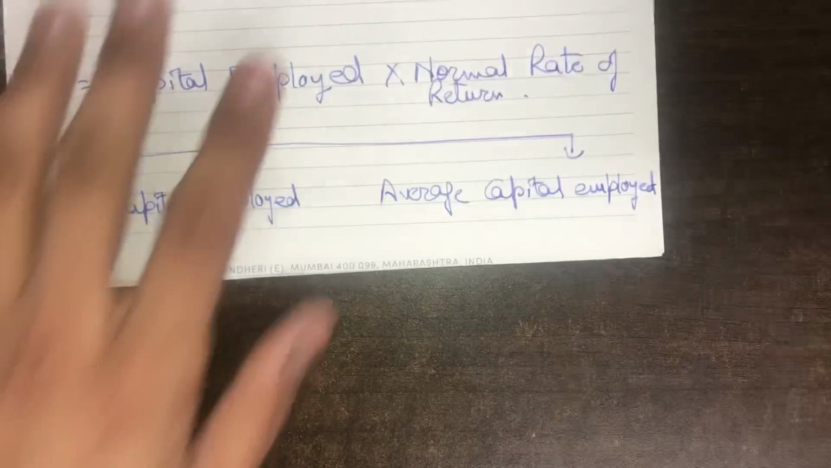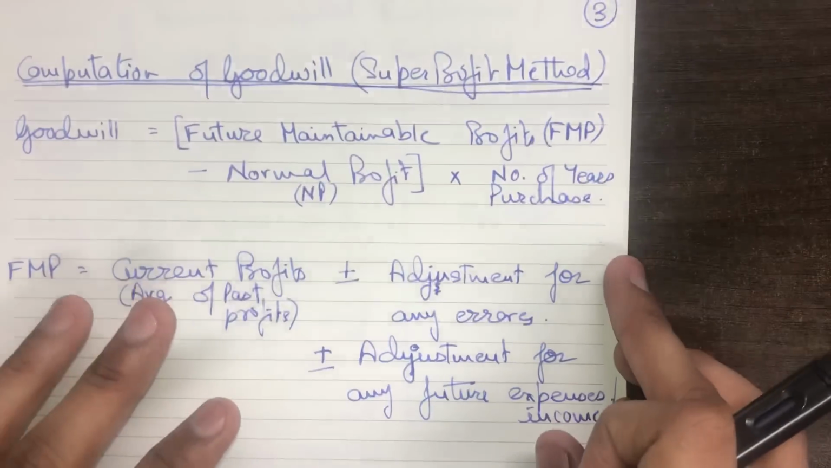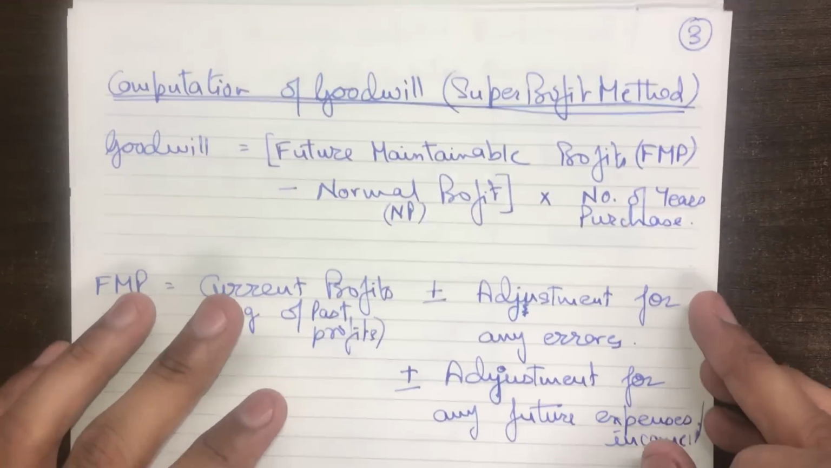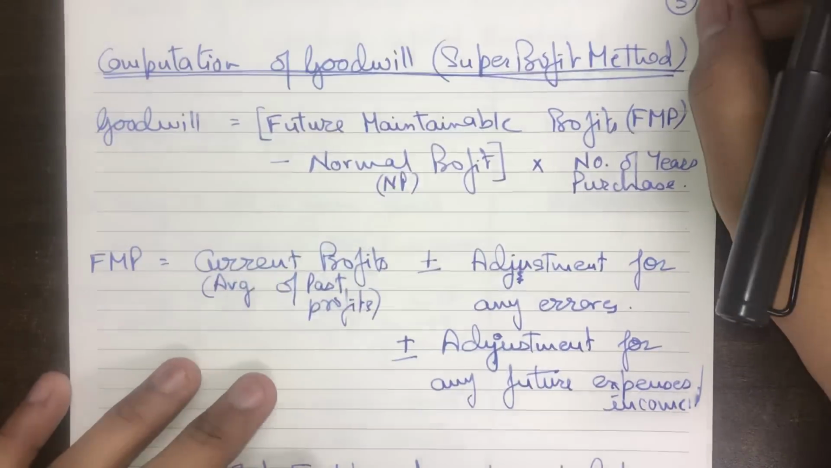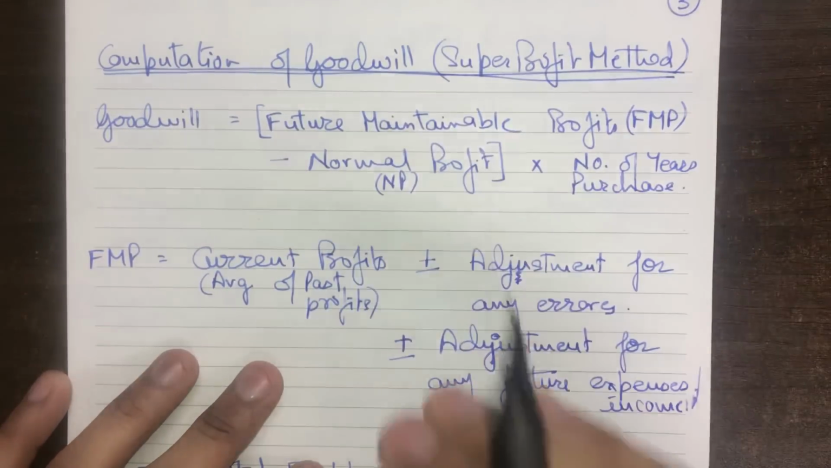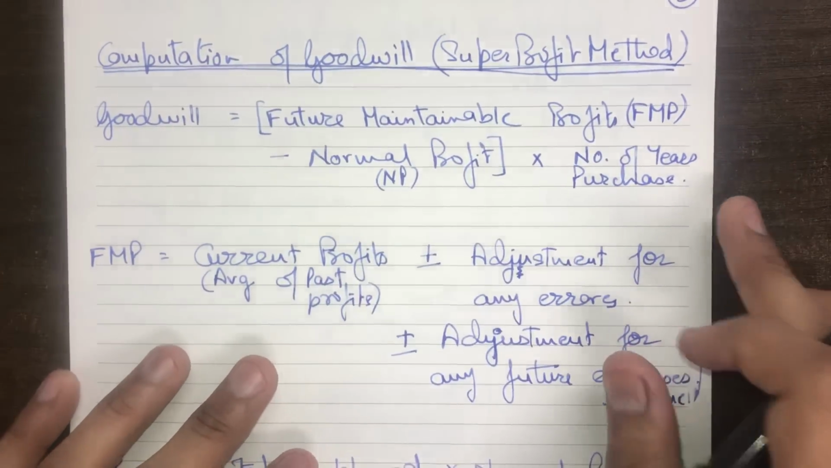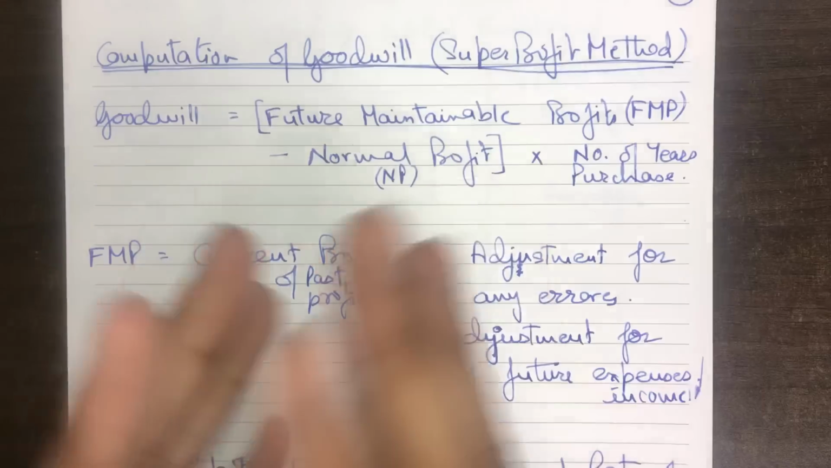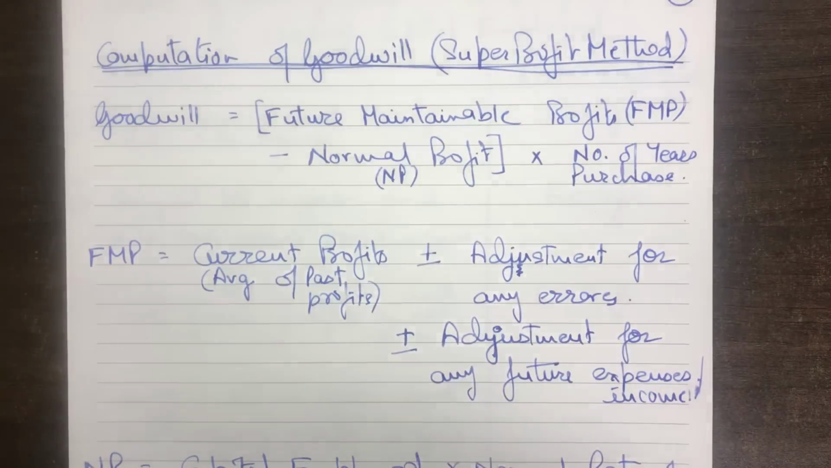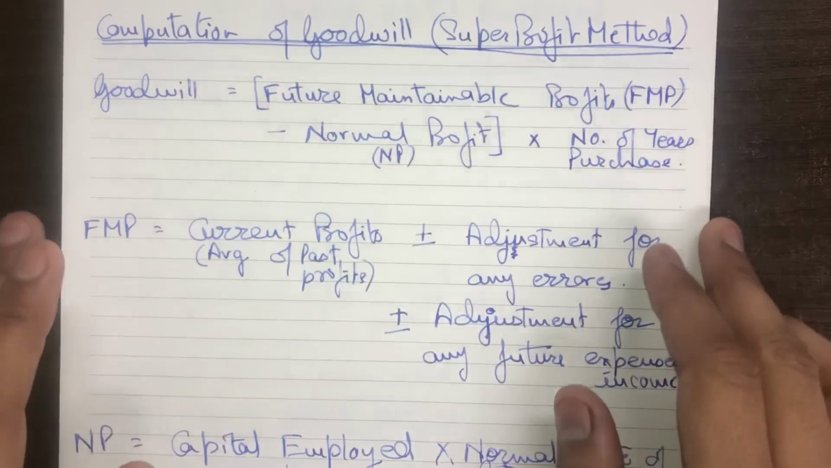Now coming to computation of goodwill, which is helpful for your goodwill chapter as well as the shares chapter. I hope you have already done the goodwill chapter, so it will be a quick revision for you. If you have not done it, then this will be a summary of the goodwill chapter. So I'm discussing computation of goodwill as per the super profit method.